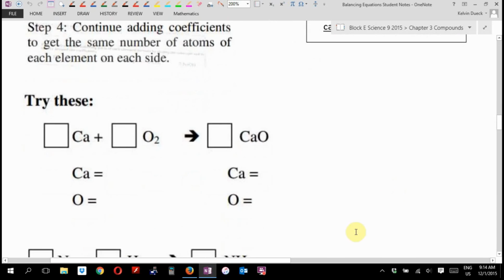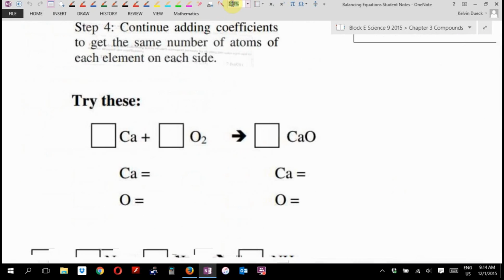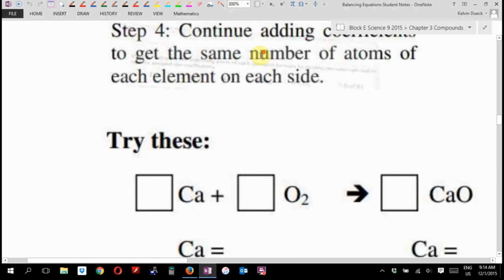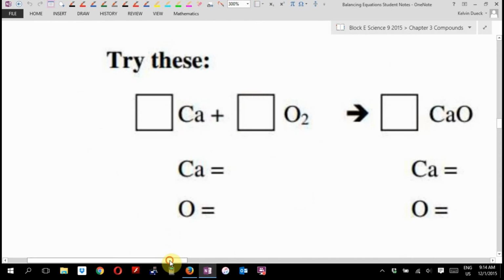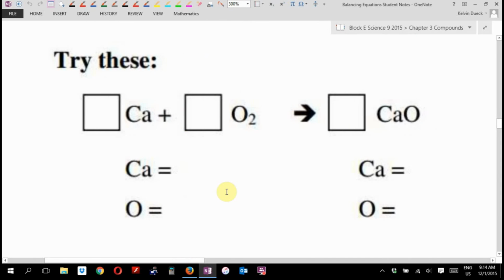Let's try another one. Okay. We're going to combine calcium and O2. We're going to get calcium oxide. How many calciums are there on the left-hand side, Danielle? 1. How many are there on the right-hand side? Yay, it's balanced. Or maybe not. How many O's are there on the left-hand side? 2. How many O's are there on the right-hand side? No! So it looks like I'm going to start with the O's.